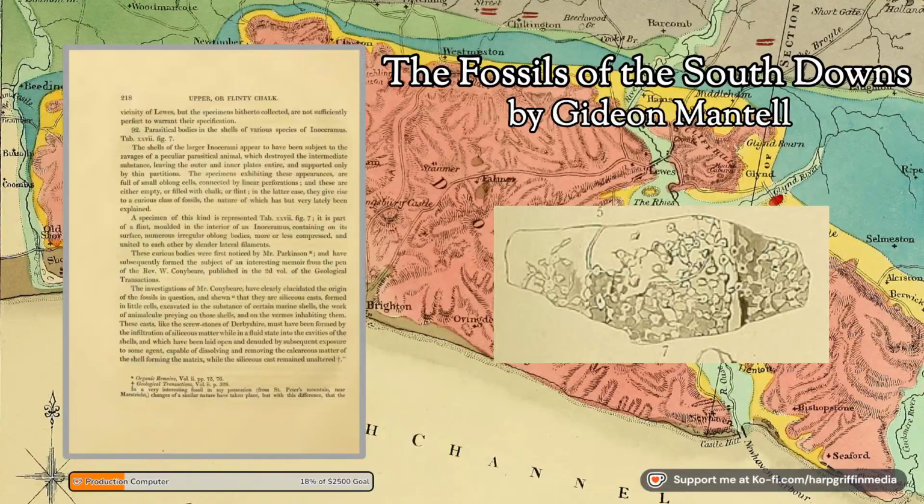matter while in a fluid state into the cavities of the shells, and which have been laid open and denuded by subsequent exposure to some agent, capable of dissolving and removing the calcareous matter of the shell, forming the matrix, while the siliceous cast remained unaltered.